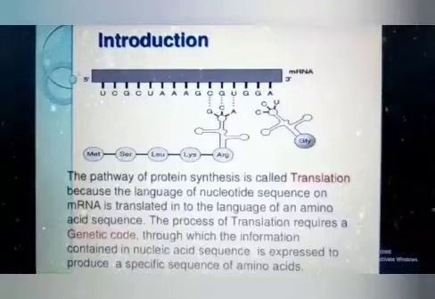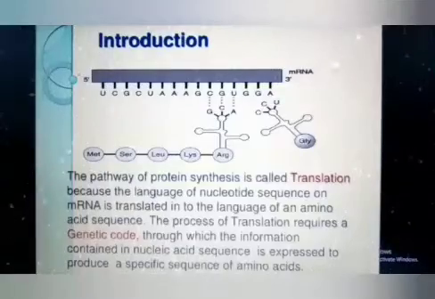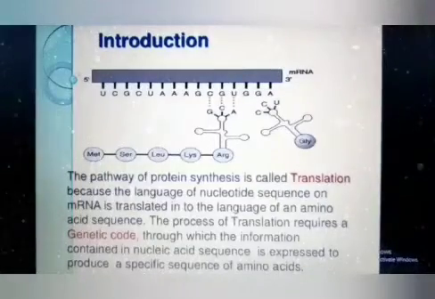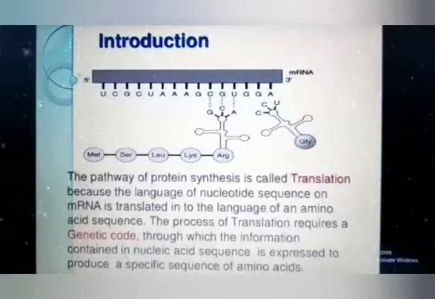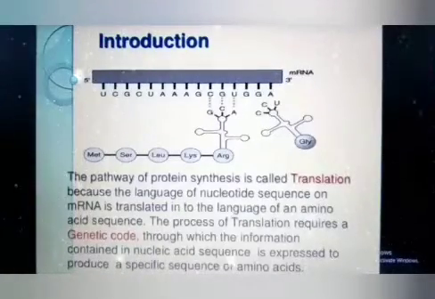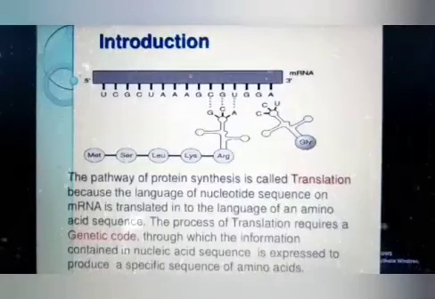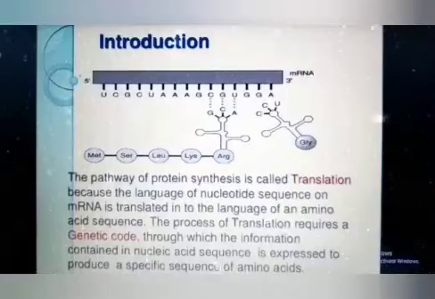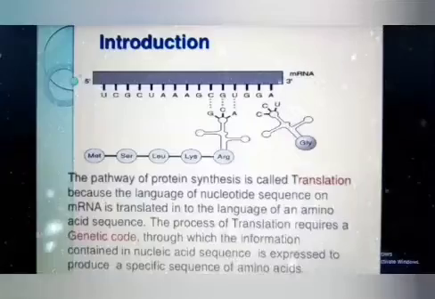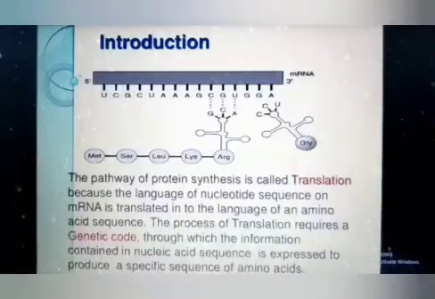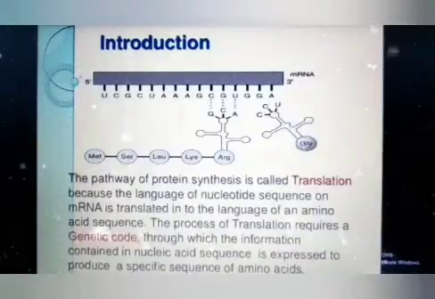Introduction. The pathway of protein synthesis is called translation because the language of nucleotide sequence on mRNA is translated into the language of an amino acid sequence. The process of translation requires a genetic code through which the information contained in nucleic acid sequence is expressed to produce a specific sequence of amino acids.